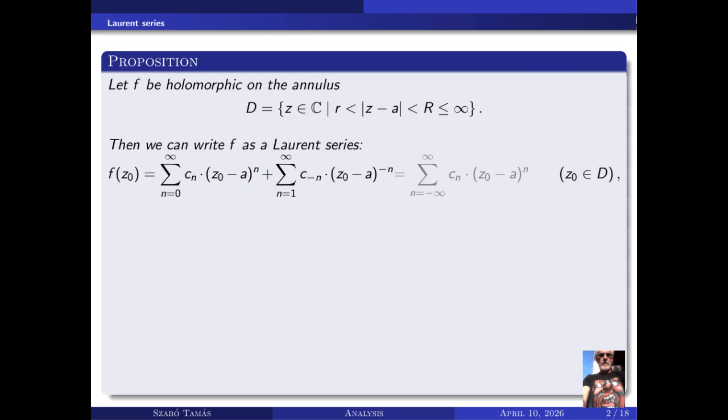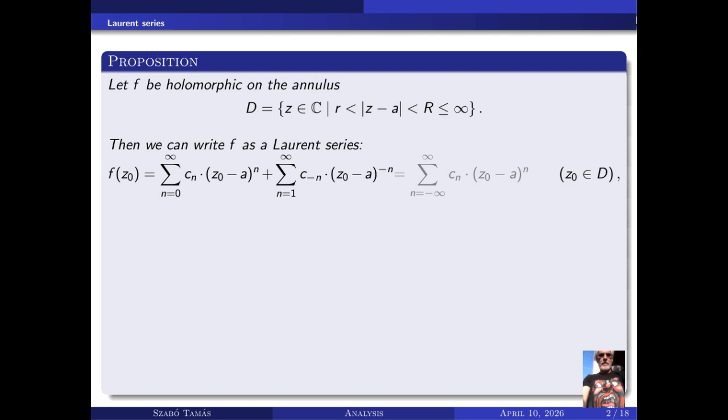At a point z0 in D, we have f of z0 equals the sum from n equals 0 to infinity of c sub n times (z0 minus a) to the n, plus the sum from n equals 1 to infinity of c sub minus n times (z0 minus a) to the power minus n. Equivalently, this is the sum over all integers n of c sub n times (z0 minus a) to the n.